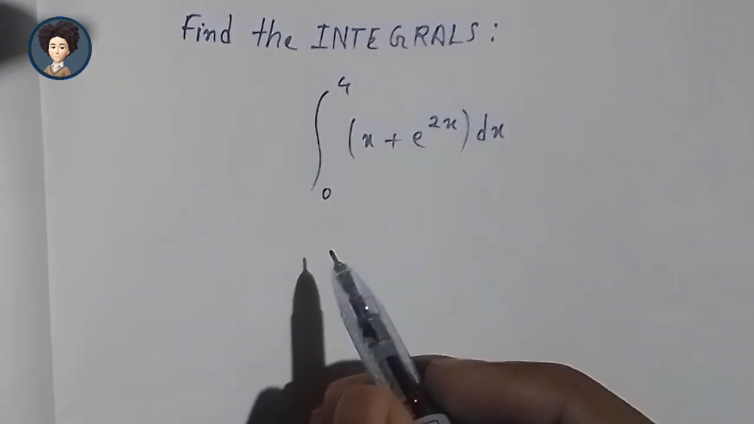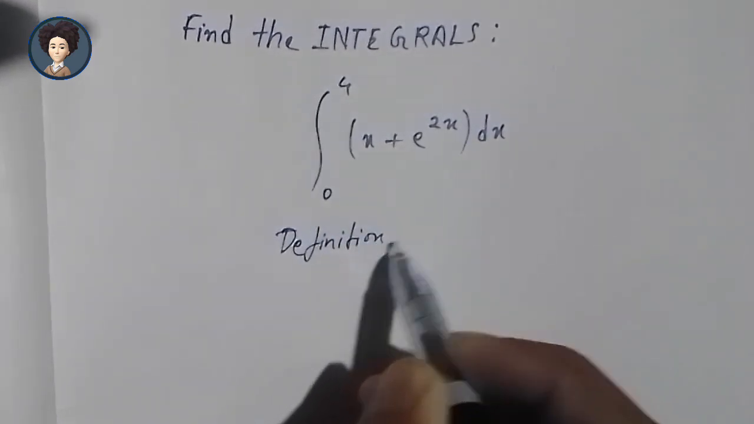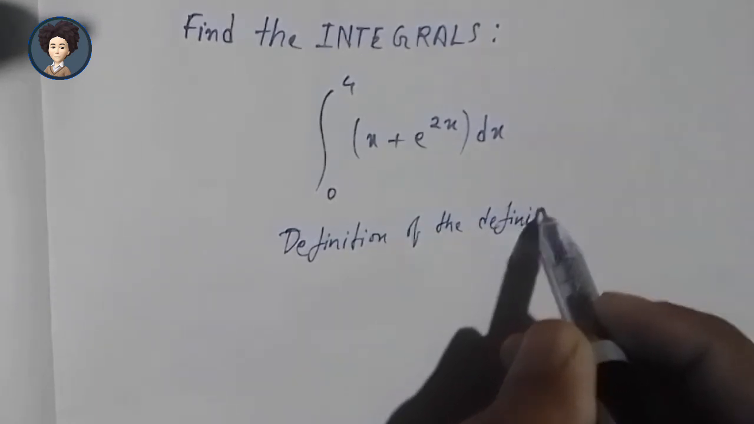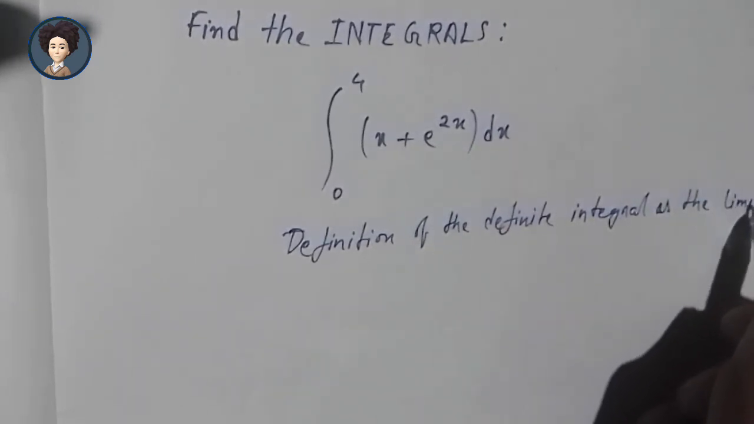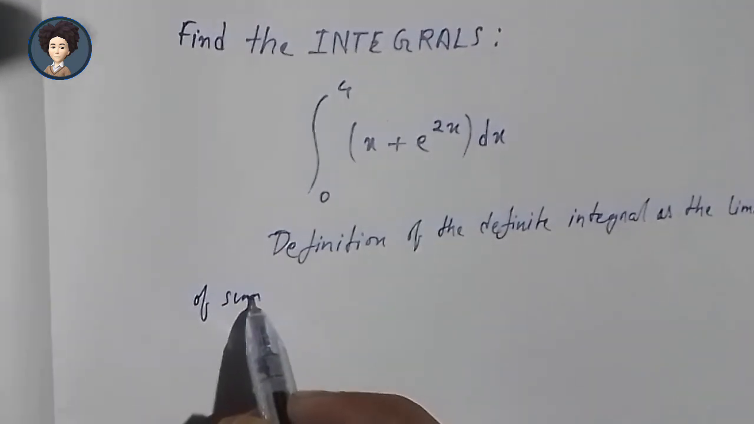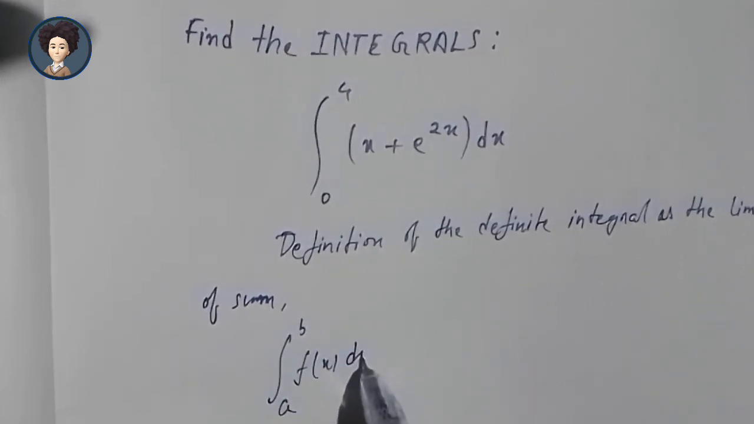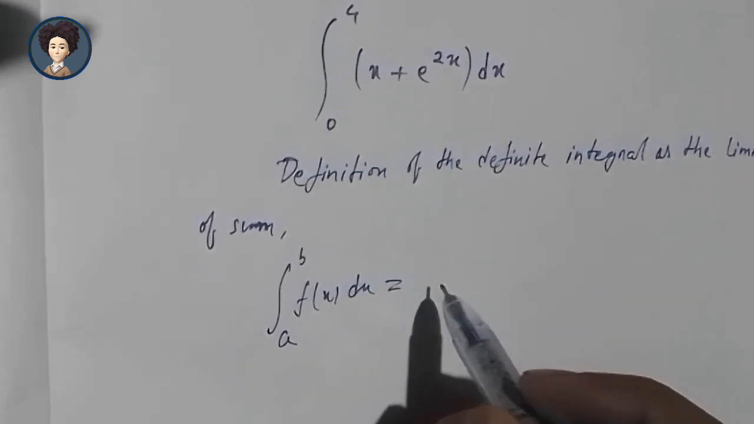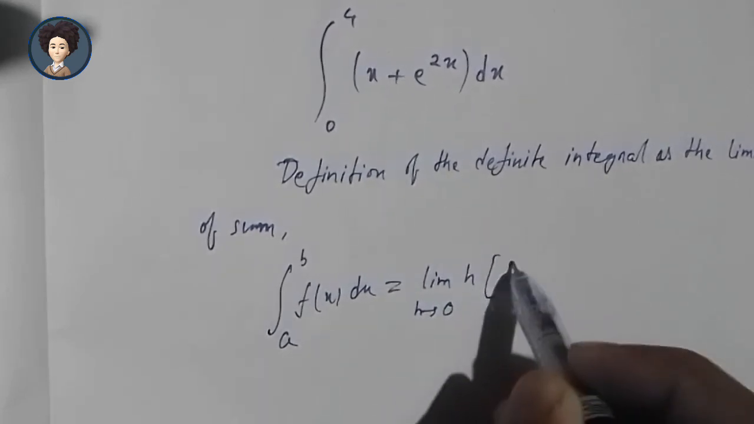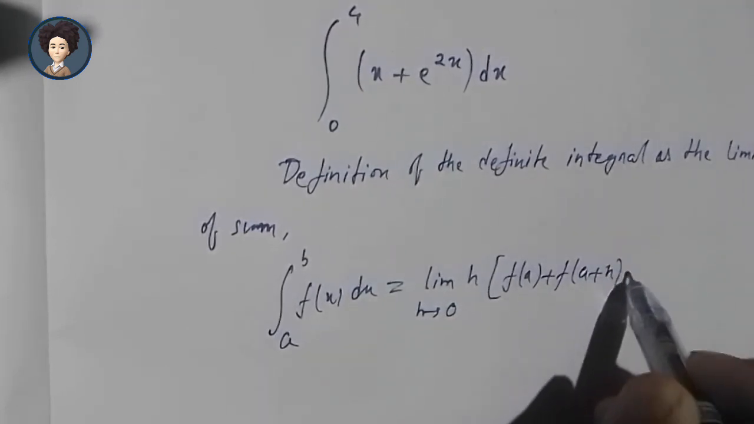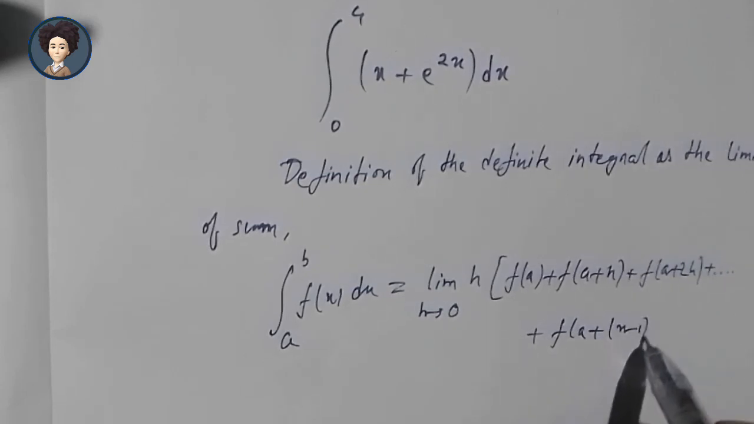Now, the first method I'm going to use is called the definition of the definite integral as the limit of a sum. It is given like this: if we have the integration from a to b of a function f of x dx, then we can write the integral of this function as the limit as h tends to 0 of h times f of a plus f of a plus h plus f of a plus twice h, and so on up to f of a plus n minus 1 h.